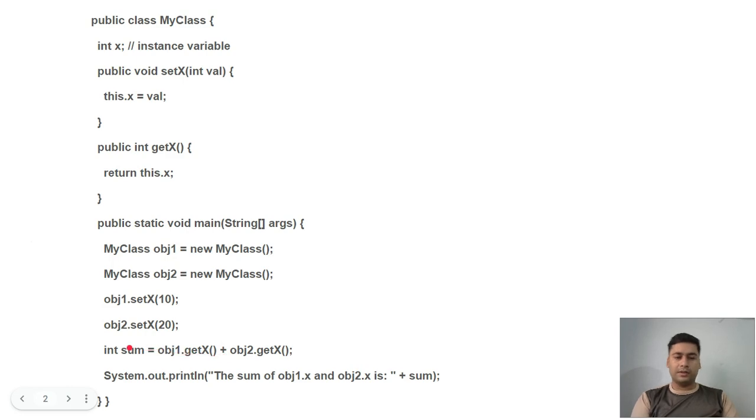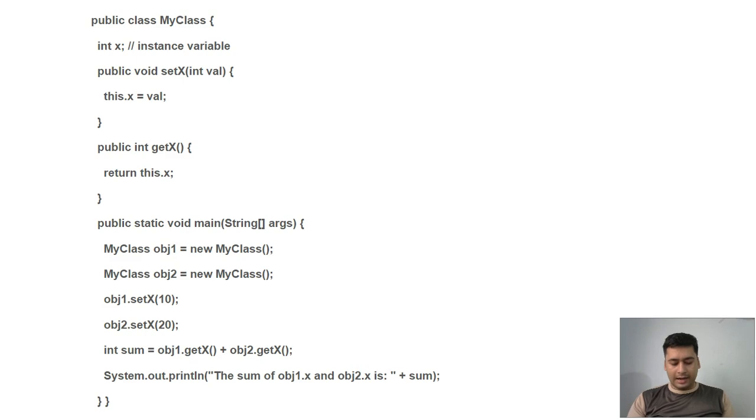Now obj1.setX(10). We are setting the data in object 1, which the x variable is pointing to. Here you can see this.x means this object's value equals val, whatever value you have passed. So 10 will be set, and 20 will be set for the other. Now int sum = obj1.getX() + obj2.getX(), we can add them and print it. I hope you understood what we have done so far. This is the basic example of non-static members.